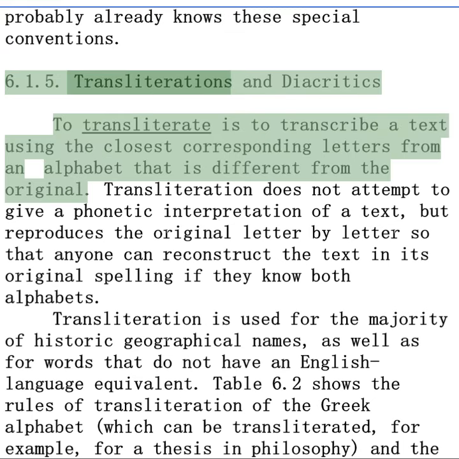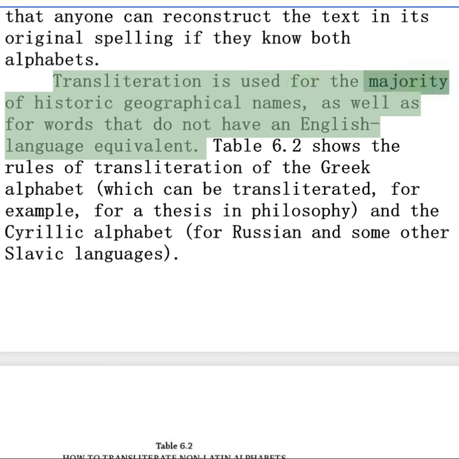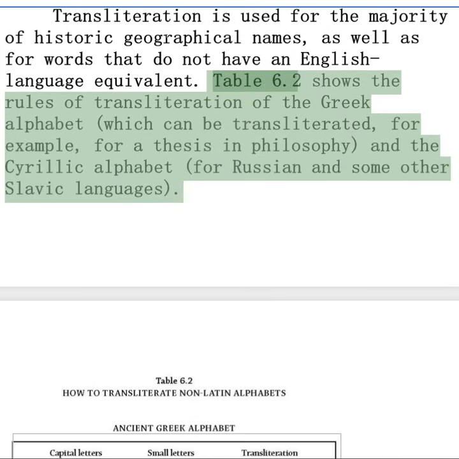6.1.5 Transliterations and diacritics. To transliterate is to transcribe a text using the closest corresponding letters from an alphabet that is different from the original. Transliteration does not attempt to give a phonetic interpretation of a text, but reproduces the original letter by letter so that anyone can reconstruct the text in its original spelling if they know both alphabets. Transliteration is used for the majority of historic geographical names, as well as for words that do not have an English language equivalent. Table 6.2 shows the rules of transliteration of the Greek alphabet and the Cyrillic alphabet.